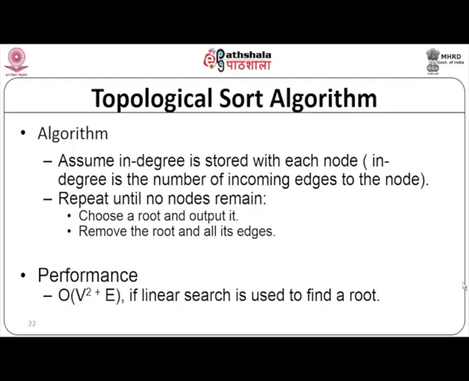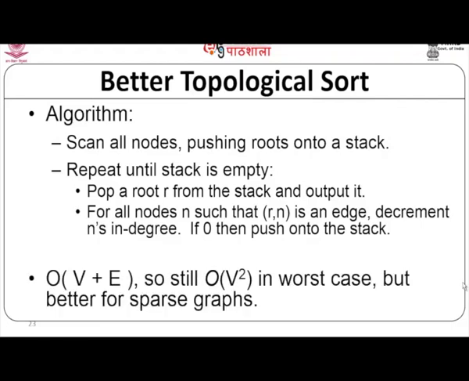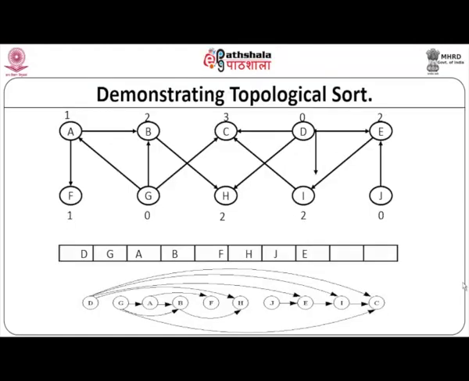But another algorithm is, you scan all the nodes and push the roots onto the stack, and repeat until the stack is empty: you pop a root out, output it. For all the nodes n such that (root, n) is an edge, decrement n's in-degree. If it is 0, then you push it onto the stack. So, that is a possible thing. It is of the order of V plus E. So, still V squared in the worst case, but better for sparse graphs.